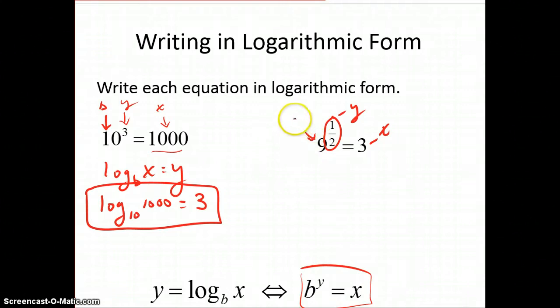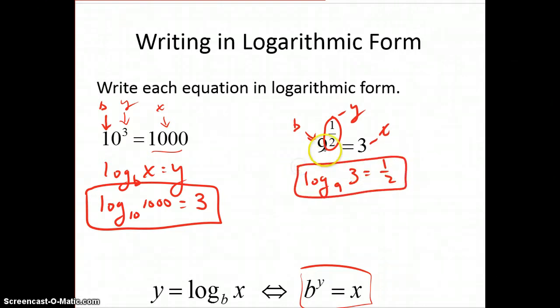This is your base, so you're going to have log base 9 of x, x was 3, and that equals 1/2. And again, 9 to the 1/2 equals 3, and that's exactly what we started with, so we know that we've done the correct thing.